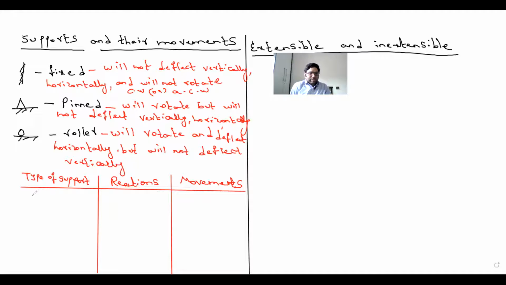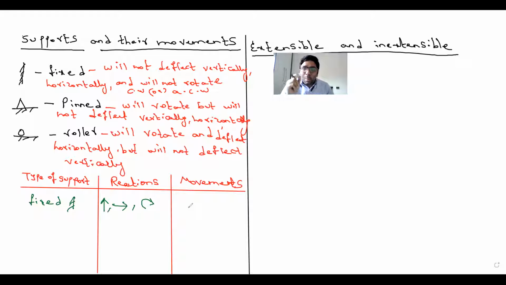So now first let us take the fixed support. Fixed, that is this. So what are the reactions? Vertical reaction, horizontal reaction and a moment. So this is called moment. Okay, vertical reaction, horizontal reaction and a moment.